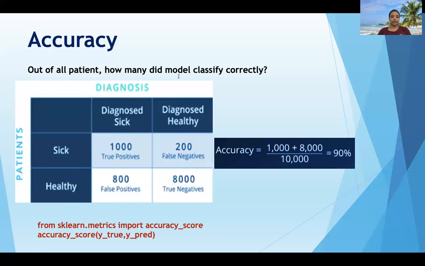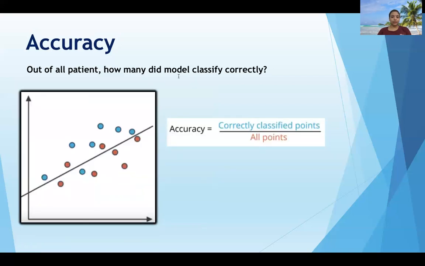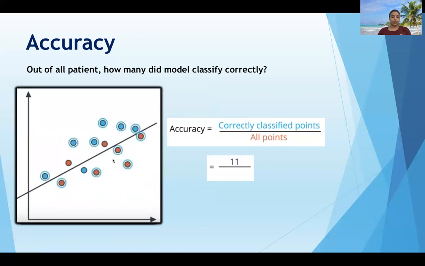Now let's take another example to calculate the accuracy. In this model we have to find the correctly classified points. This blue point, which is in the positive region, is correctly classified, and this red point, which is in the negative region, is also correctly classified. So the total for blue is 1, 2, 3, 4, 5, 6, and for red is 1, 2, 3, 4, 5. That sums up to 11, and the total number of points is 14. If you count all the points, it is 14. So the accuracy comes to 78.57%.